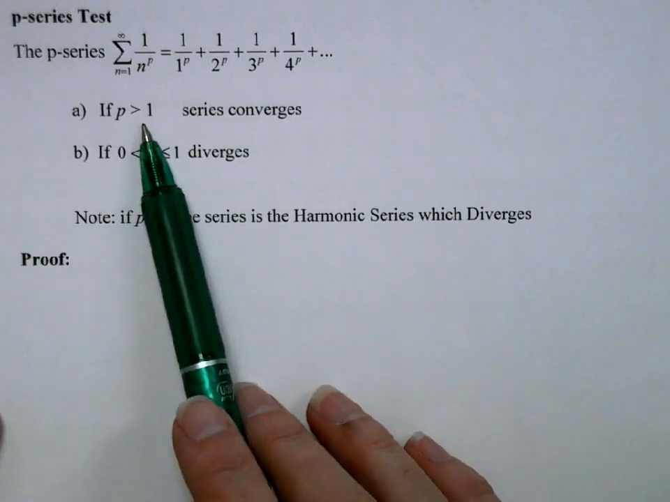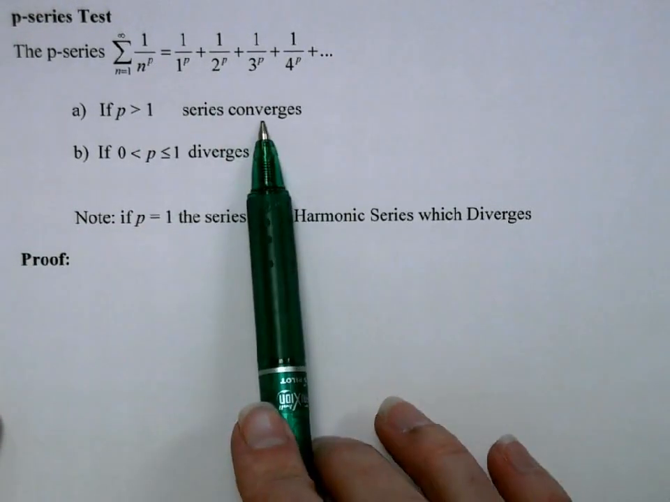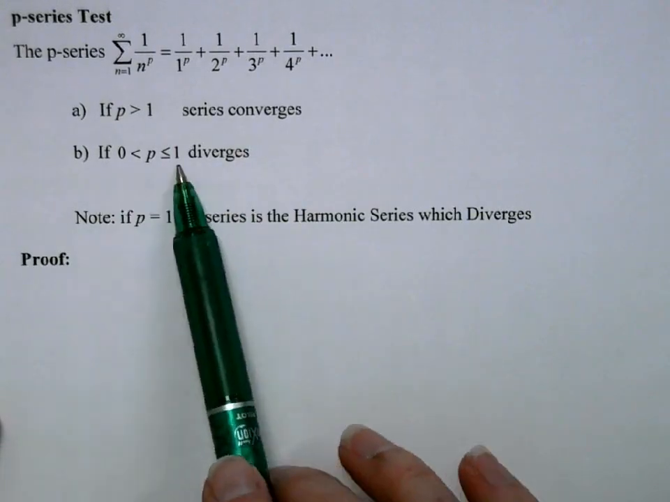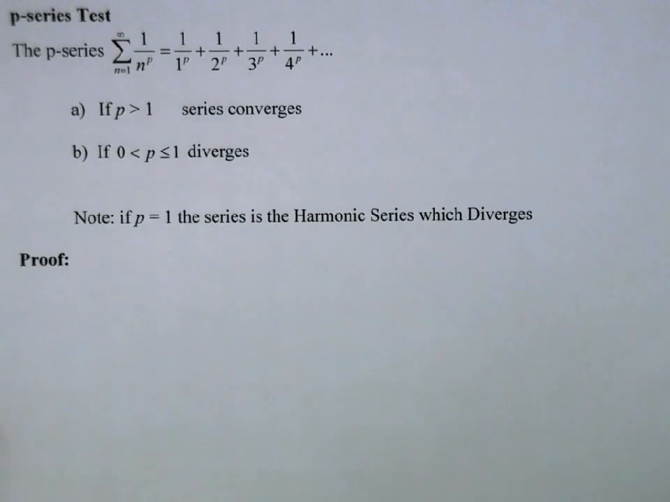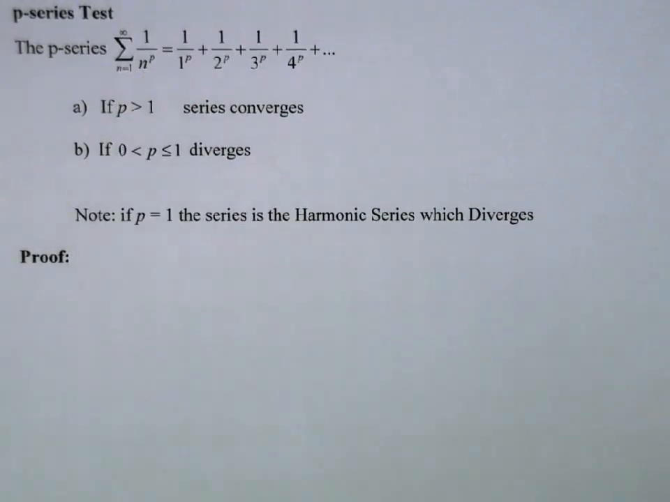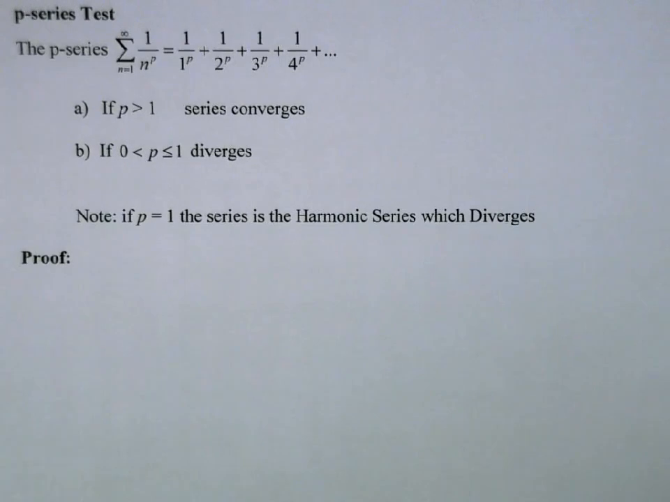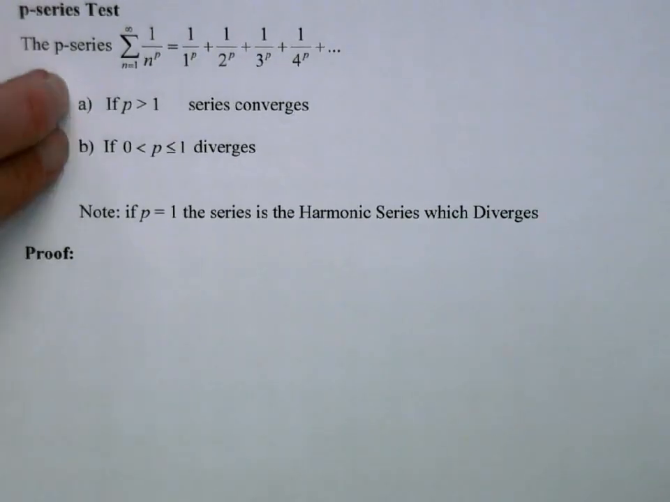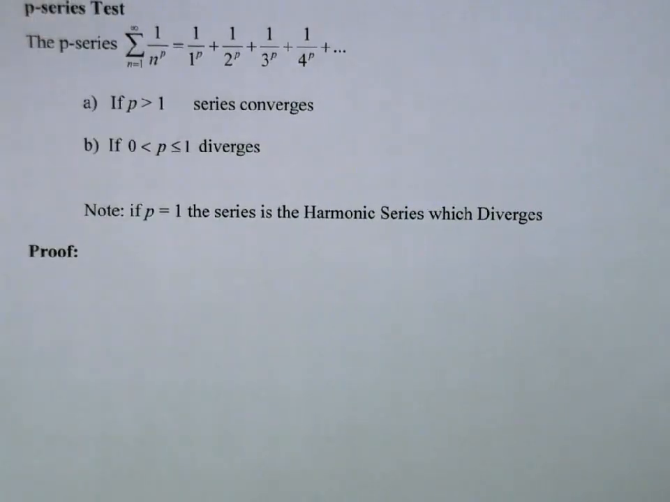It has two conditions. If p is greater than 1, if that value here is greater than 1, then the series converges. If it's between 0 and 1, then it diverges. If it's a negative in the denominator, then it's exponential growth, and that's just going to diverge. If it equals 1, then we have 1 over n, which is harmonic, which we've already established, diverges. So I'm going to go ahead and prove this to you, but past this, you just need to know those two conditions when given a p-series.